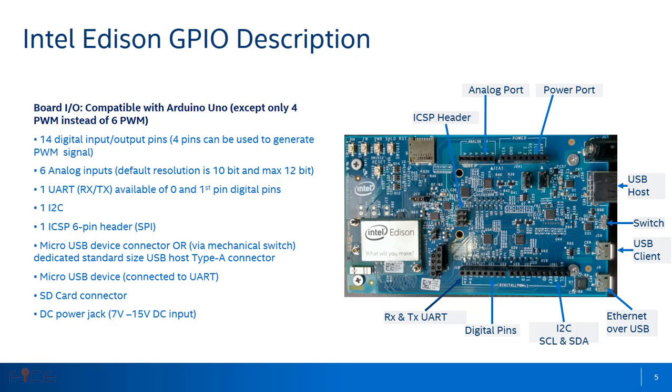One USB host port to connect camera, mouse, etc. One USB client port that is UART based and used to upload Arduino sketches, and also to power up the board using USB. A mechanical switch is located between the USB host port and USB client port, to control whether to operate the board in device mode or in host mode.